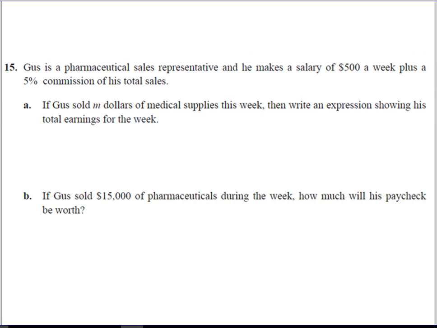Gus is a pharmaceutical sales rep, and he makes a salary of $500 a week plus a 5% commission on his sales. So it's telling us that Gus is selling M dollars, so we don't know the total amount he sells first. Write an expression to show this. So in general, the rule to figure out how much he gets in his gross earnings, it's 5%, which as a decimal is 0.05, times the amount of money that he sells in supplies, so 0.05M. But then we're adding on to that $500 a week. So even if he doesn't sell anything, he still gets that $500.